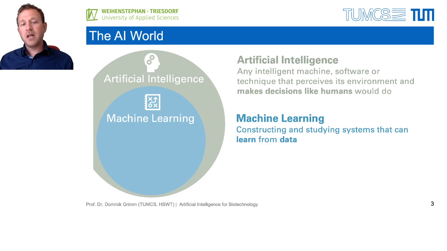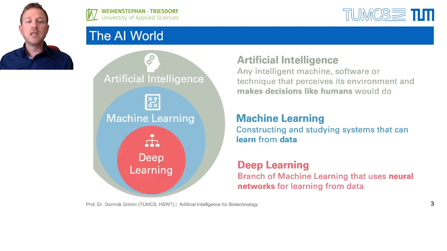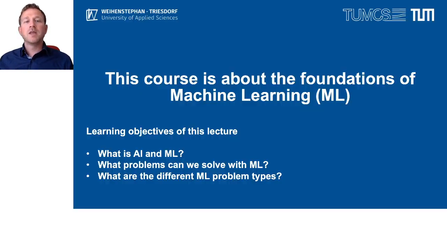And within the domain of machine learning, there's a very recent domain that many of you might have heard of, which is called deep learning. Deep learning is a branch of machine learning that uses a specific model that is very often used in machine learning, namely neural networks, to learn from data. So it's just a specialized subdomain in the field of machine learning. So machine learning is much more than deep learning. This course is all about the foundations of machine learning.